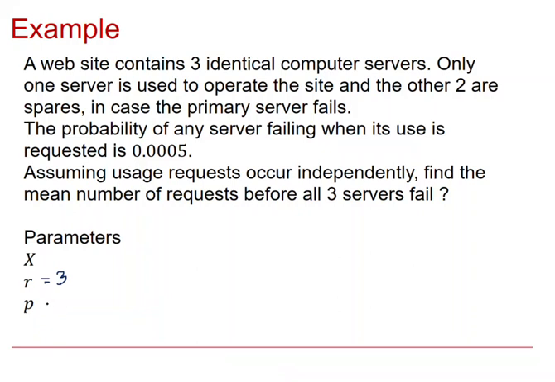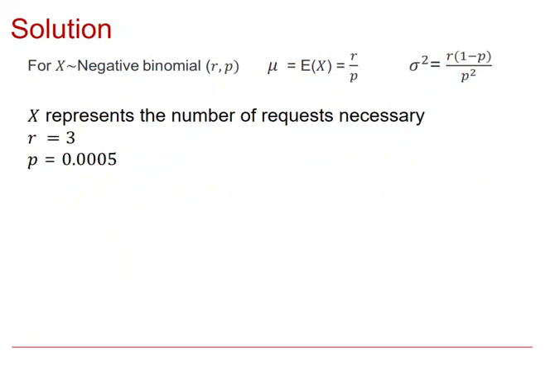The probability of a success, that in this case is actually a server failing, is clearly given to us in the example, and X, the random variable, would represent the number of requests necessary until the third server fails. So we have here all the information on this slide, and what we now need to do is find the mean for X, the mean number of requests necessary, which is simply R divided by P, which in this case equals 6,000.